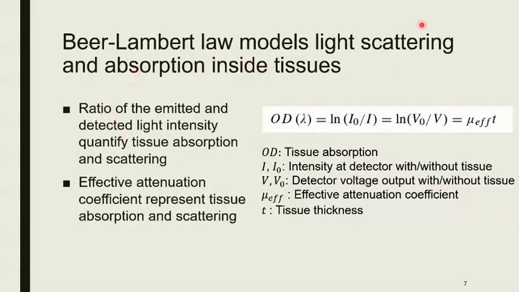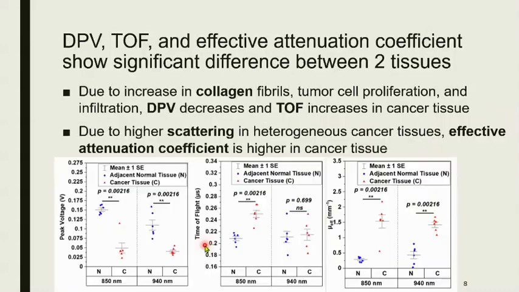The Beer-Lambert law is used in this article to quantify tissue absorption and scattering. In this formula, I naught means the detected intensity, and V is the detected voltage. The difference between V naught and V is whether there is a sample between the detector and the light source. They calculate the effective attenuation coefficient by plugging in the voltage they detect. The result is that the detected peak voltage, the time of flight, and this coefficient show significant differences between the two tissues.